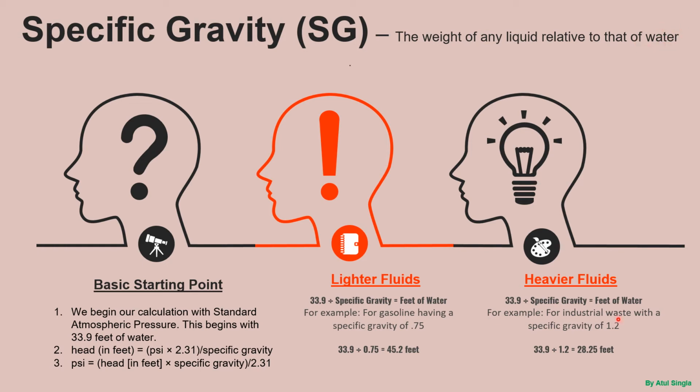Similarly, if you divide heavier fluid, for example any industrial waste you take in as an example, the value of specific gravity will always be more than 1, and if you divide it with the water head, you will be getting the head equivalent to atmospheric pressure with respect to that particular fluid. So this is how we use specific gravity in process industry to calculate various heads for particular liquid.